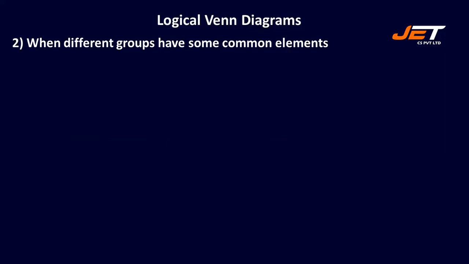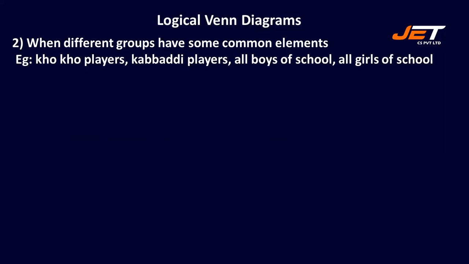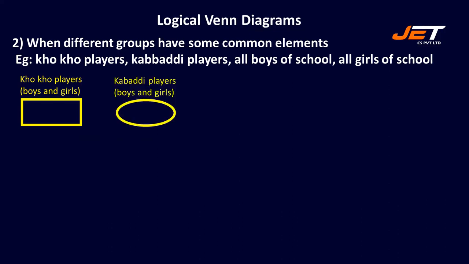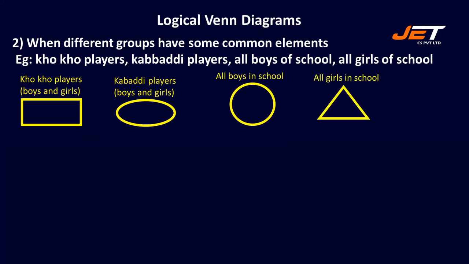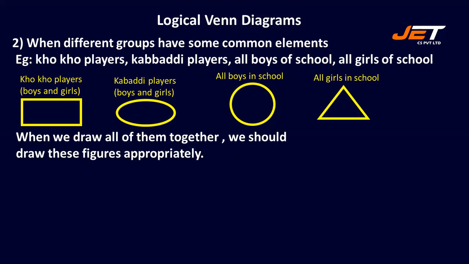When different groups have some common elements, for example, Kho players, Kabaddi players, all boys of school, all girls of school, here we are representing the Kho players, boys and girls as a rectangle, Kabaddi players, boys and girls as an oval, all boys in school as a circle, and all girls in school as a triangle. When we draw all of them together, we should draw these figures appropriately.